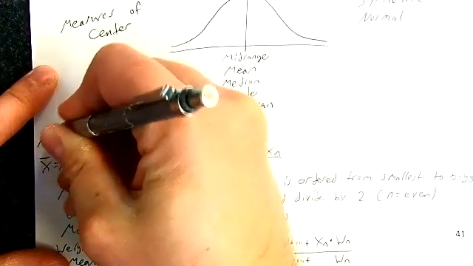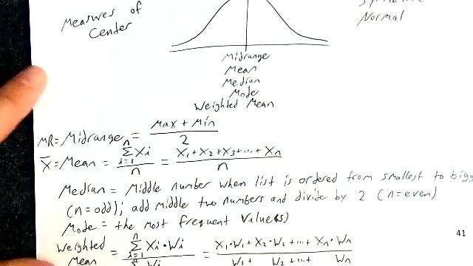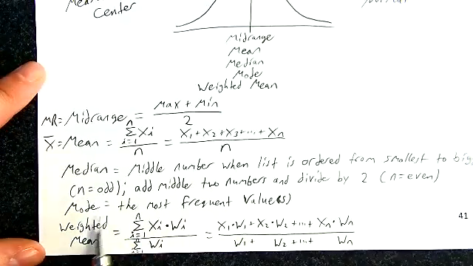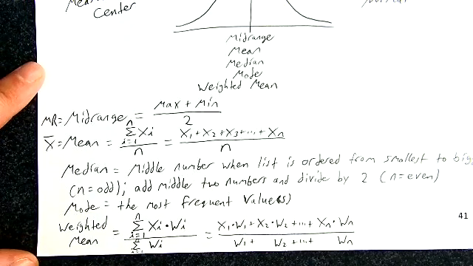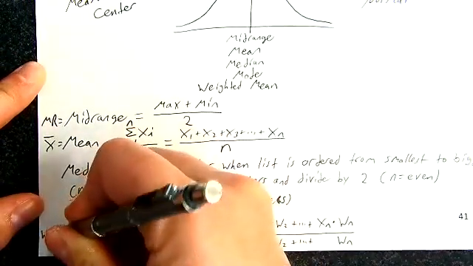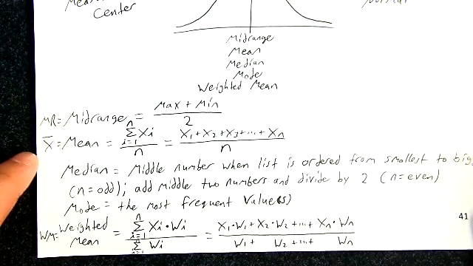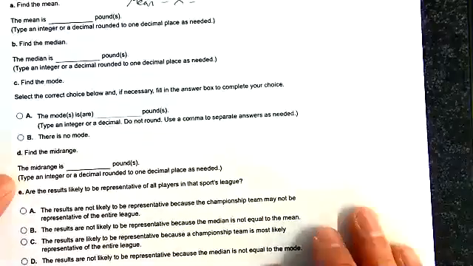Mid-range we'll sometimes call MR. Median, I've not really seen a symbol used for that typically. Mode, also no. And then weighted mean we'll just call WM. So we don't have a lot of symbols to shortcut these, but we will if we can. X bar is very common though, so we'll see that a lot. X bar is the mean.